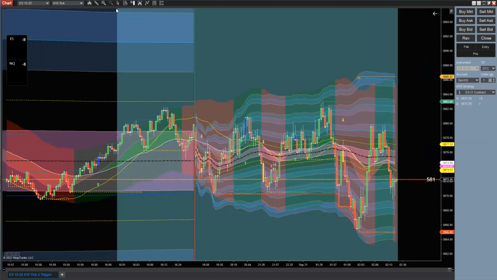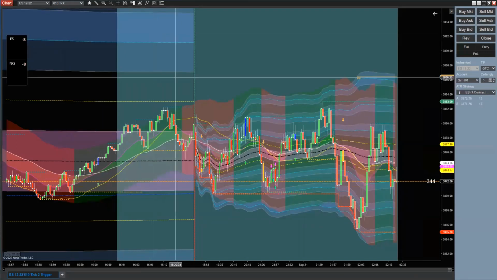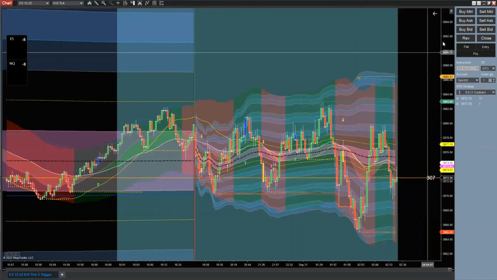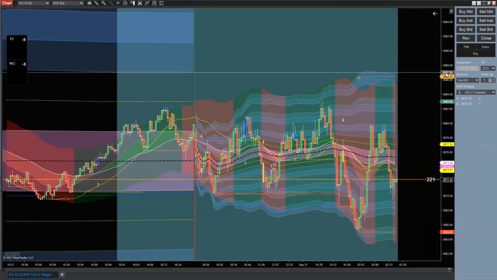So here, let's do this. So my ES 1 contract there. So I'll be trading my live account. So let me see. So this is moving right now. I mean, it's moving pretty fast for an overnight.